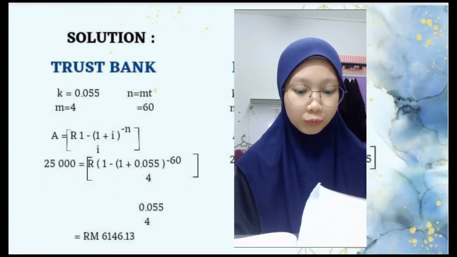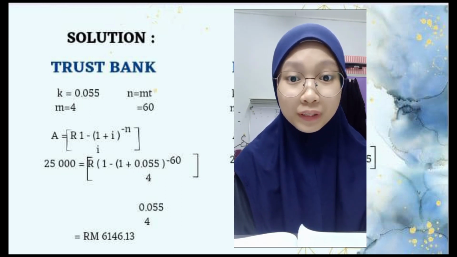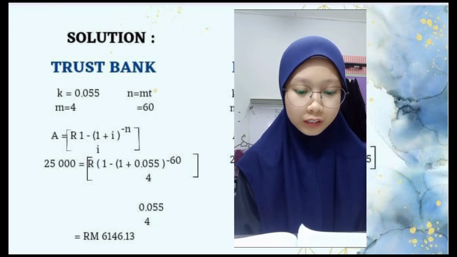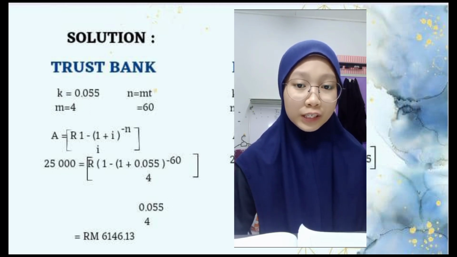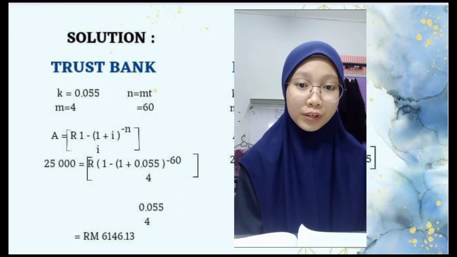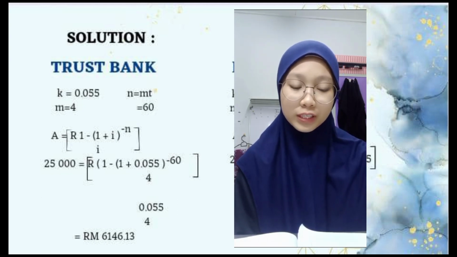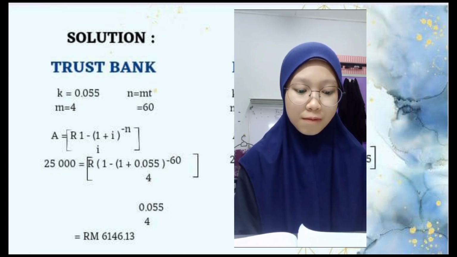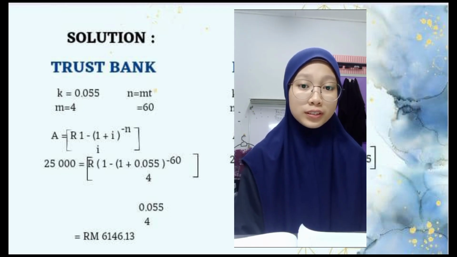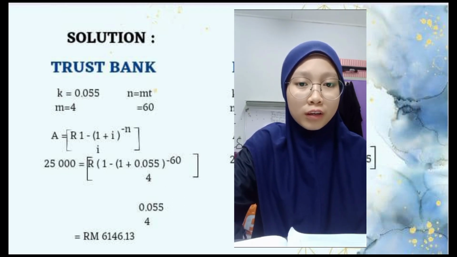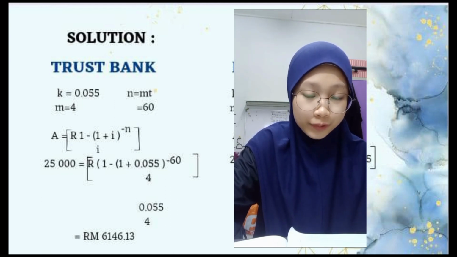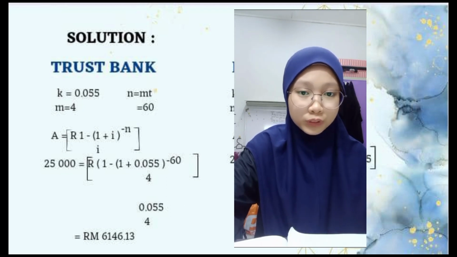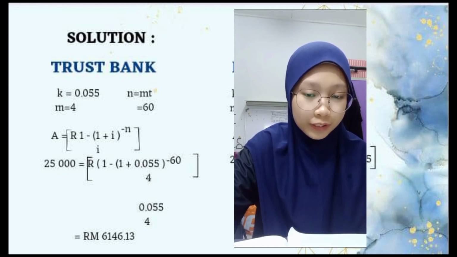Firstly, because we want R, the periodic payment, we use A equals R bracket 1 minus bracket 1 plus K per M bracket negative MT, divided by K per M. So the formula is that. When you have done the formula, you can fill the numbers into the formula. So A, the present value, 150,000 equals R bracket 1 minus bracket 1 plus 0.055 divided by 4 bracket minus 60.